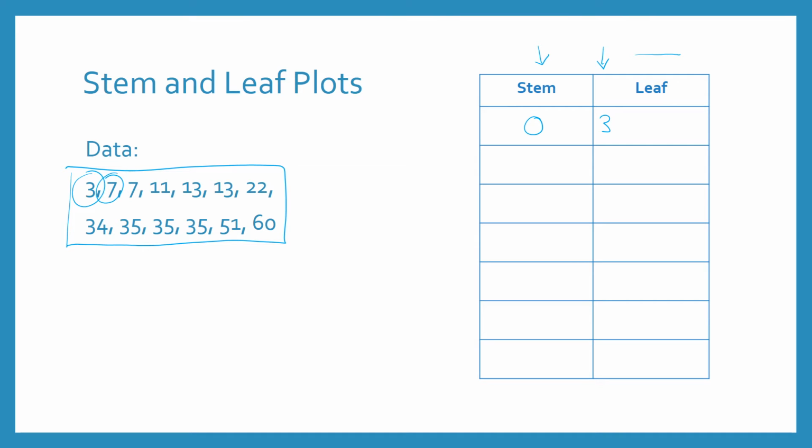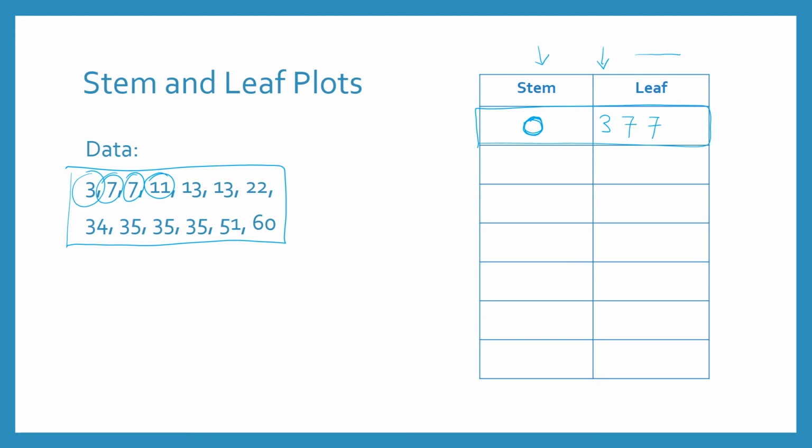Now we have a 7. So a 7 has a leaf of 7 and a stem of 0. So it's going to go in the same stem column, into this column here, and we just put the 7 next to the 3. Again, we go 7, we're going into the 0 column, we go across and put it in the next spot.